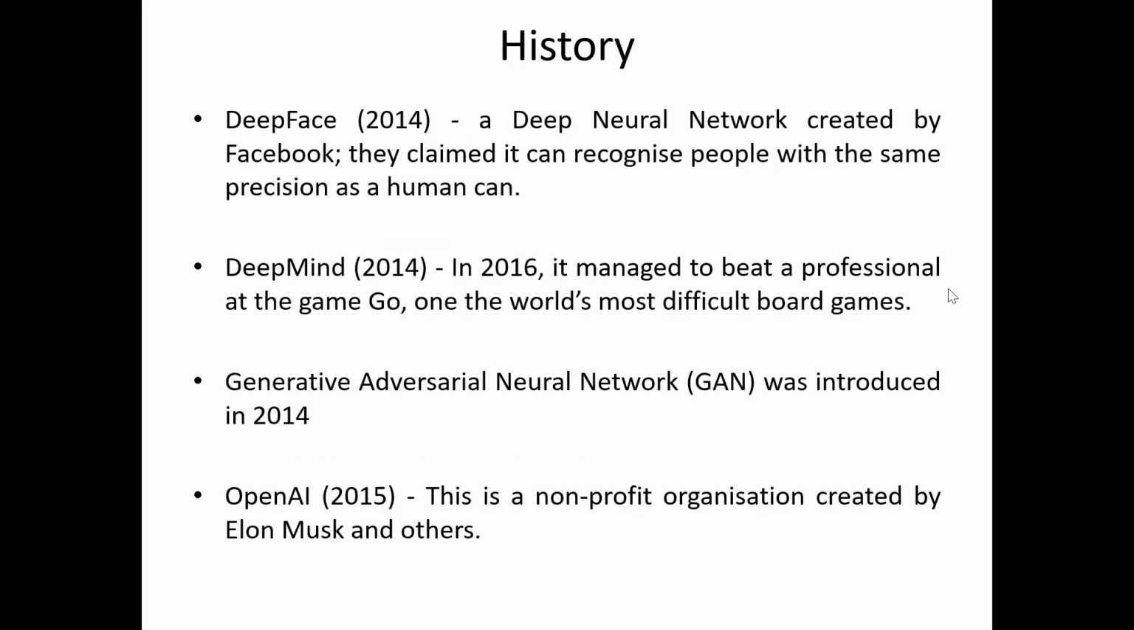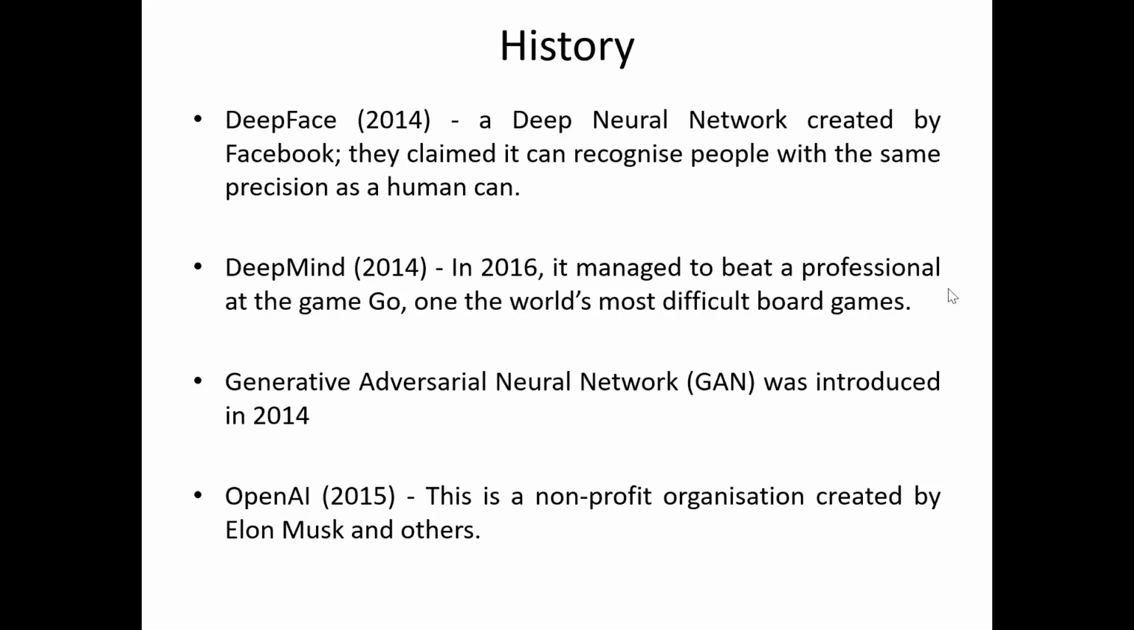Now, DeepFace was introduced in 2014, a deep neural network created by Facebook. They claimed it can recognize people with the same precision as a human can, which itself is a great achievement. Now, DeepMind was introduced in 2014. In 2014 it beat the world's second best Go player, and in 2016 it beat the champion human player.